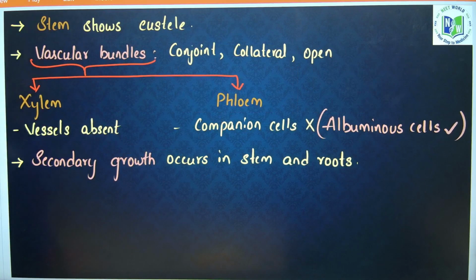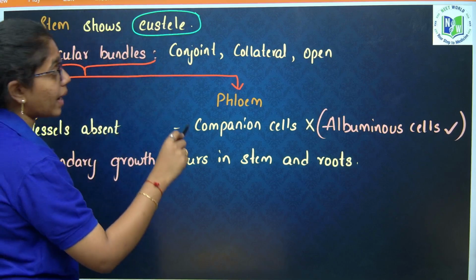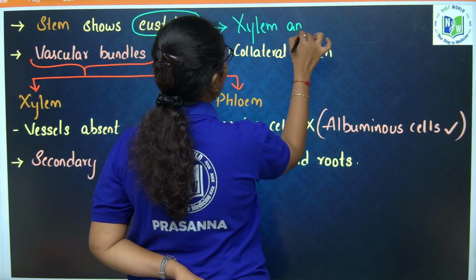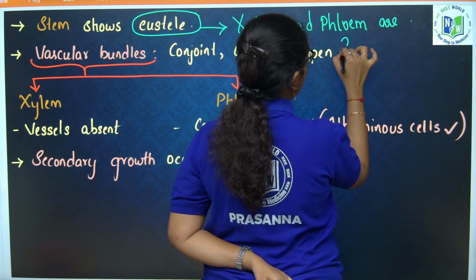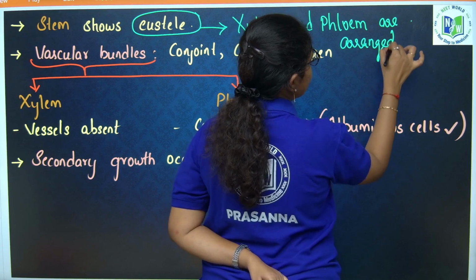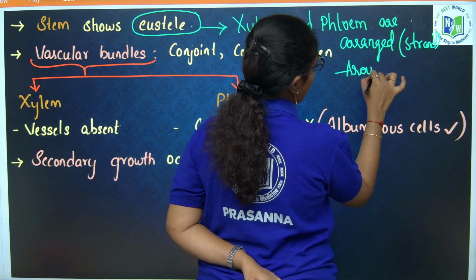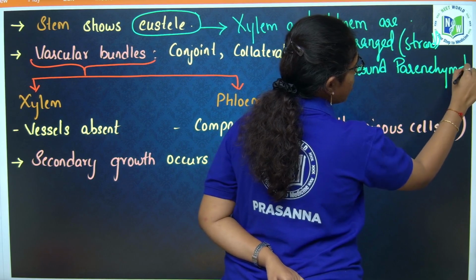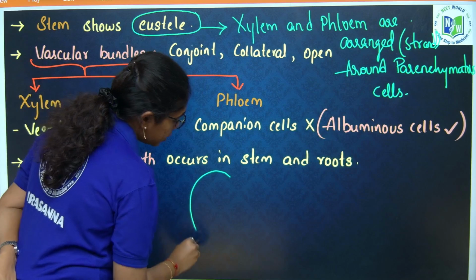Next, if you look into stem anatomy, stem will show eustele, wherein xylem and phloem are arranged in the form of strands around the parenchymatous sheath, or parenchymatous cells.